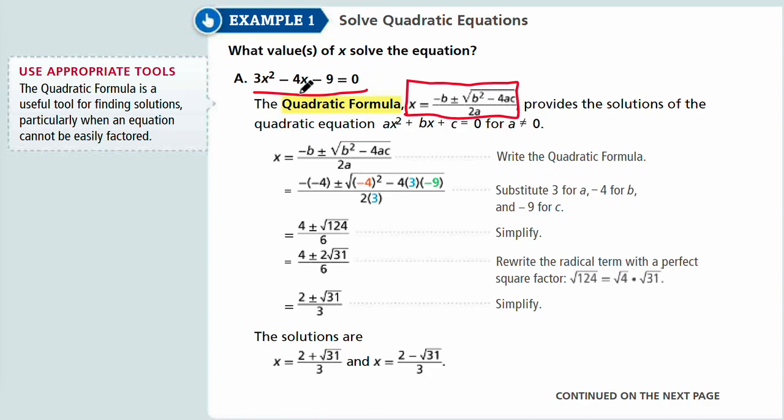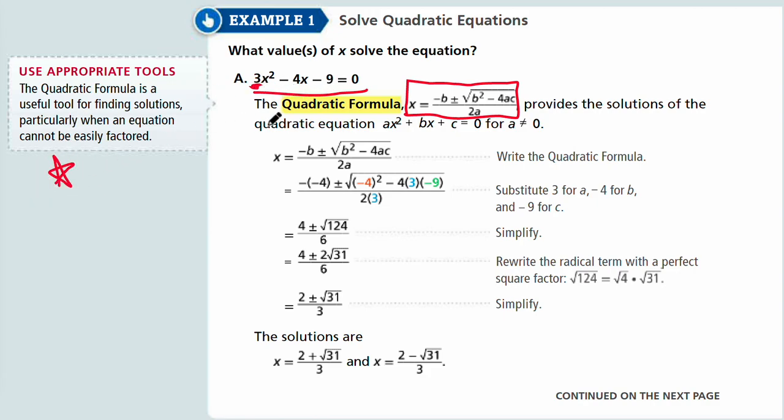So in this case, this is not a perfect square, or if you have an a and you know it's going to take a long time, you can just use the quadratic formula, instead of using the process of completing the square, which takes a little bit of time. So we're going to use the quadratic formula. First, we have to identify what a, b, and c are. A is 3, b is negative 4, c is negative 9.